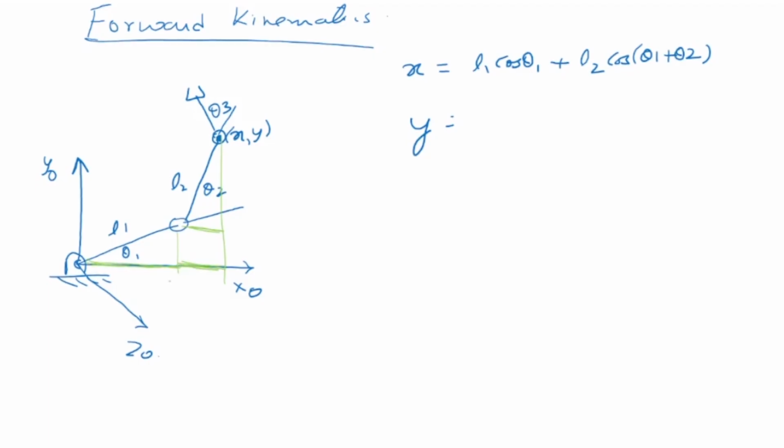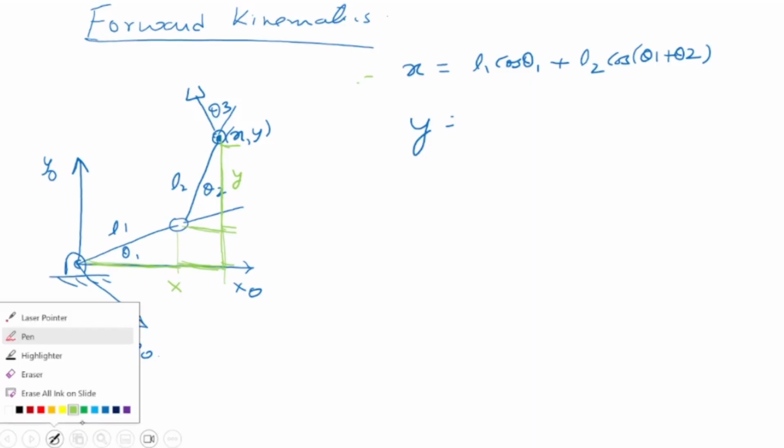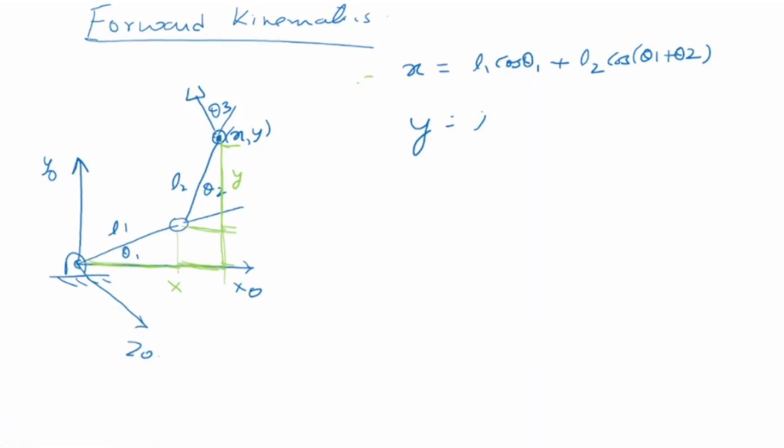So my total x is equal to this equation. My total y is this equation. So this is y, which is equal to this much plus that much. This much is equal to how much? It is equal to L1 sine theta 1, and this one is equal to L2 sine(theta 1 plus theta 2).